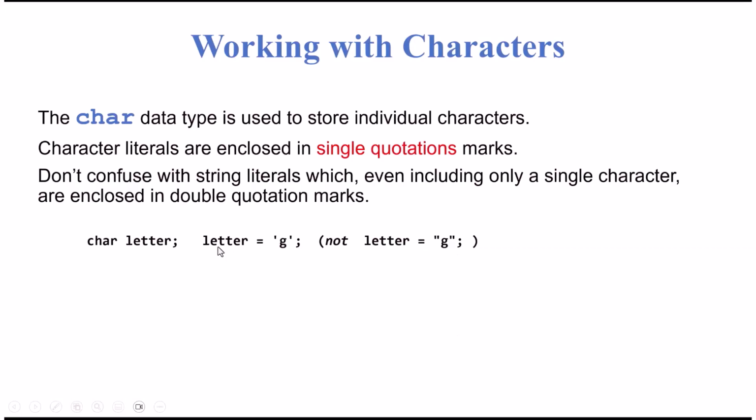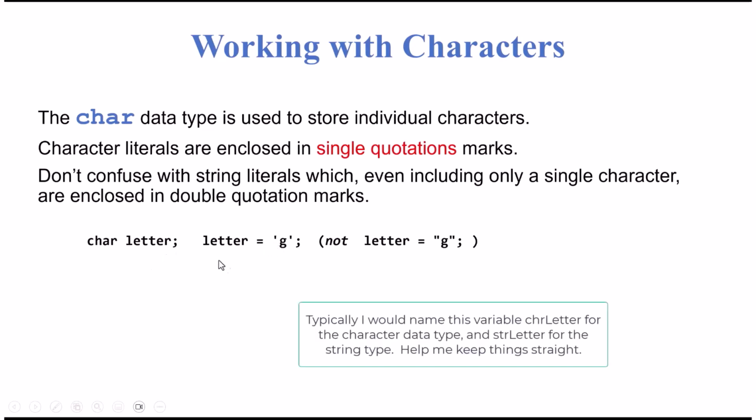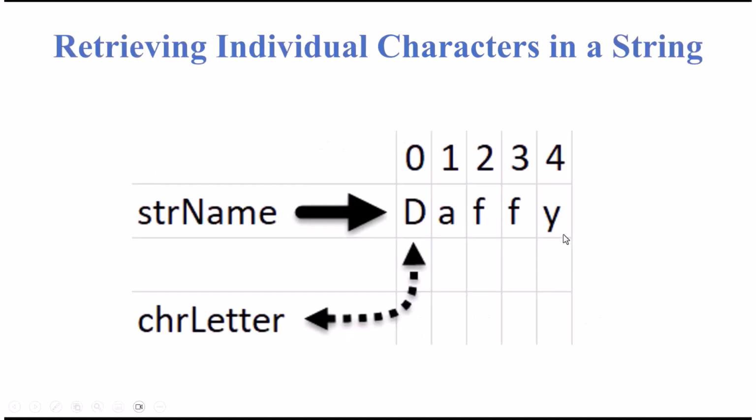So if I ended up creating a character letter right here, a character data type, and then put in the letter G into it, I'd be putting in a quote, G, quote, and this would store just a single letter, G. That's why I like to put a CHR letter or something like that, an STR letter for string, so I know what these variables are when I actually work with these things. If I were going to put in the letter double quotes G, I'd be actually putting in a string variable in here, so it'd be different than that. How different? Well, let's take a look.